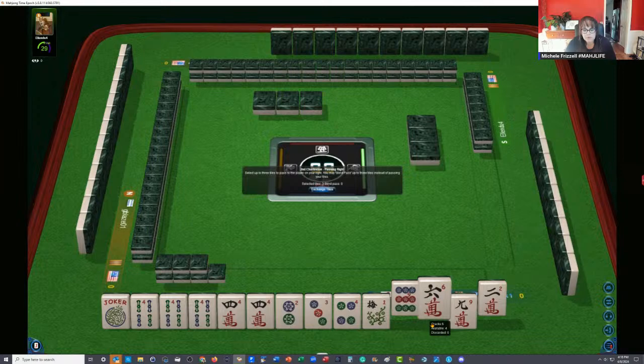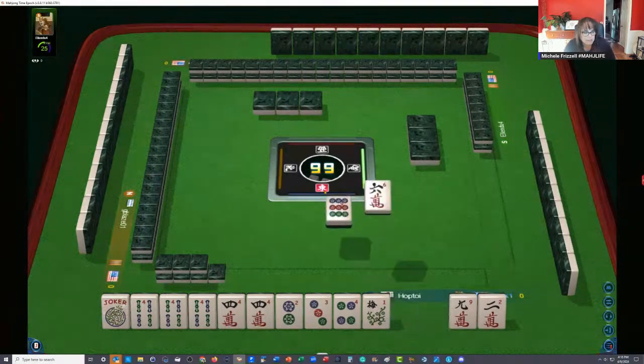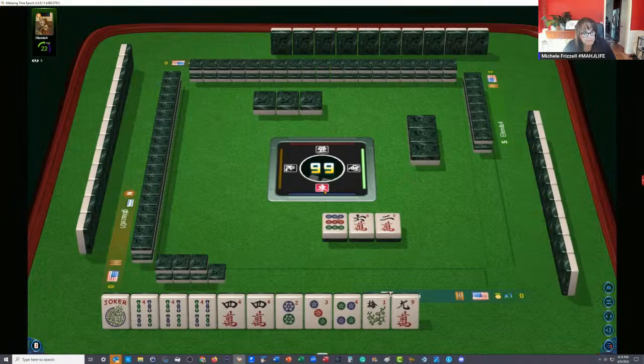We could maybe do that if we get a white dragon. Right now, we don't have a white dragon. Yeah, I see it, Smith. We could maybe do that if we get a white dragon. Let's see what we get.